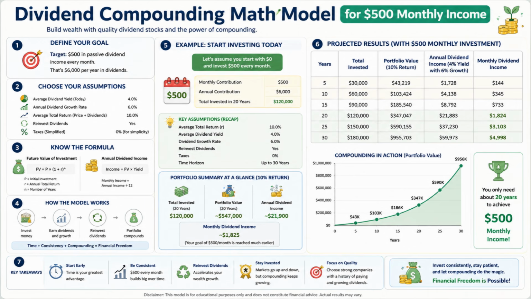The process is straightforward. First, money is invested into a diversified portfolio of quality dividend-paying companies. Then, those investments produce dividend payments and may also increase in value. After that, the dividends are reinvested to purchase additional shares. Those new shares can produce even more dividends, creating a repeating cycle of growth. Therefore, time, consistency, and reinvestment work together to strengthen the compounding effect.